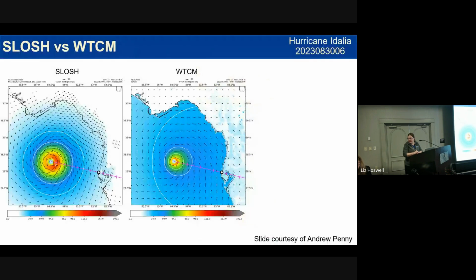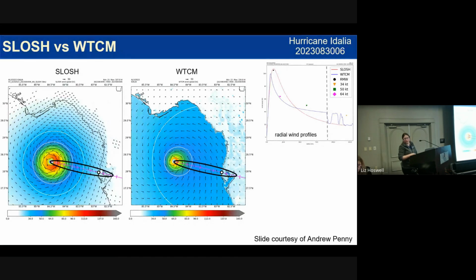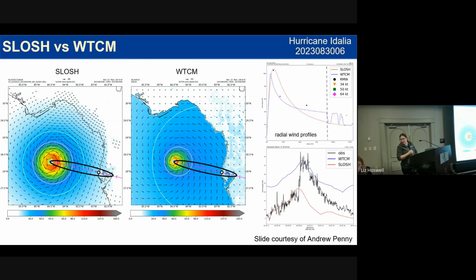So next slide. All right, and then we get to some of the work that is going on with the storm surge unit. This is from Andy Penny, looking at the wind fields and the SLOSH versus the WTCM. And evaluating, in this case, that pink line that you're seeing in both of those plots is a cross section between the storm center and the Tampa Bay area.